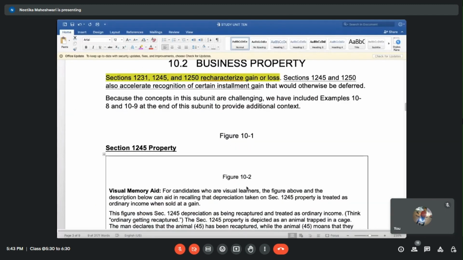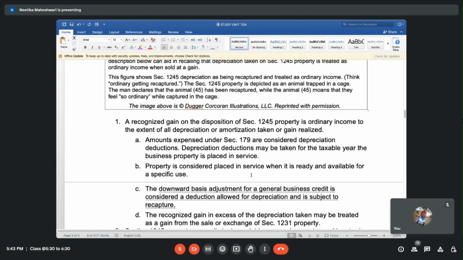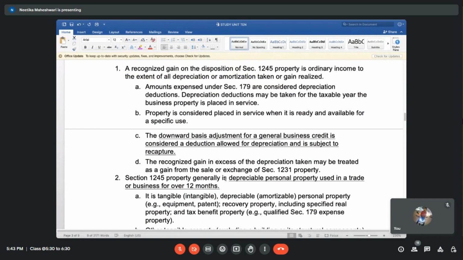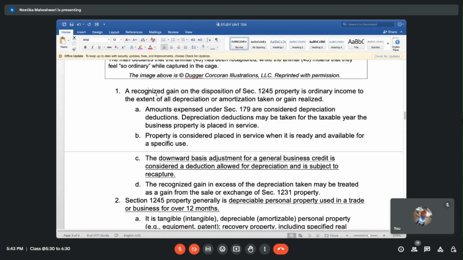Okay, let's go over our material now. So let's see what is section 1245. A recognized gain on the disposition of section 1245 property is ordinary income to the extent of all depreciation or amortization taken. We should remember this rule: wherever there is depreciation or amortization, and we are selling that property, any gain to the extent of depreciation or amortization taken will be considered as ordinary.